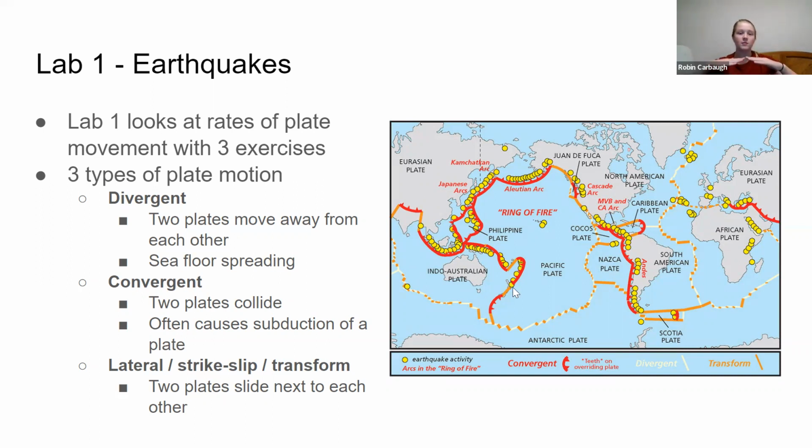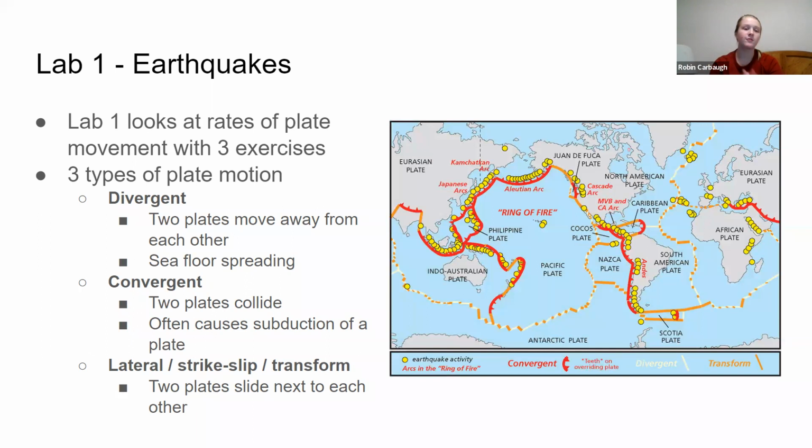Divergent is when 2 different plates move away from each other. We see this with seafloor spreading at ridges like here on the map and right here, where new oceanic crust is forming under the ocean. That happens at divergent boundaries. Convergent is when 2 different plates collide, and this often causes subduction of one of the plates, which there won't be any talk about in this lab, but it's something to keep in mind.